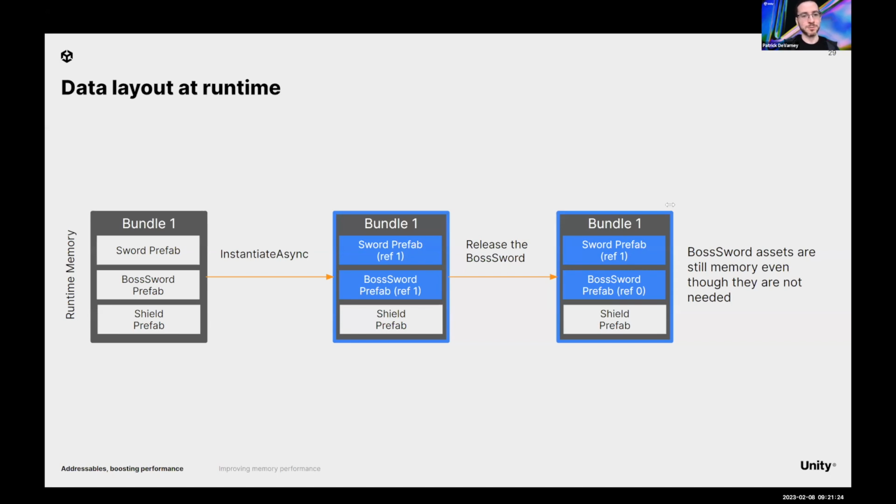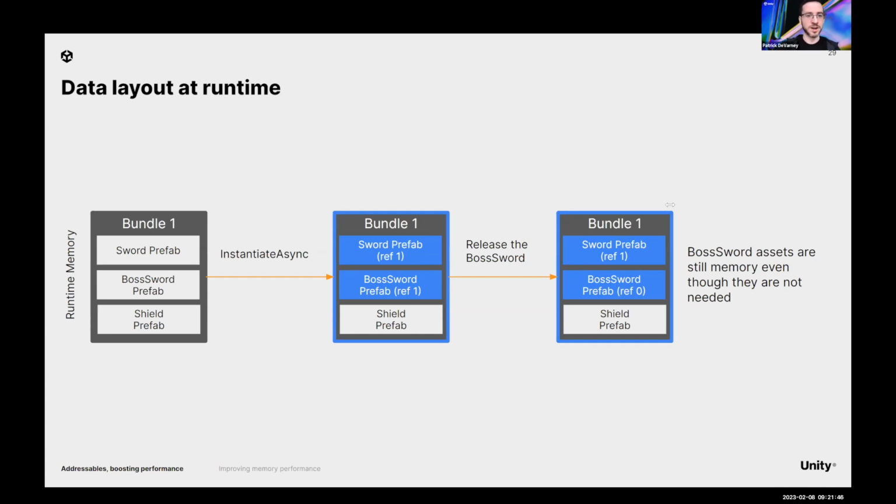So if we change what assets we loaded, we can run into a little bit of a problem here. Again, on the left, we'll start, we have nothing loaded. We'll then spawn our player and it needs its sword. So we'll spawn in the sword. And then the sword's going to fight the big boss now. So we'll also spawn in the boss sword. So in the middle, our sword prefab and our boss sword prefab both have a reference count of 1. We've spawned them 1 time.